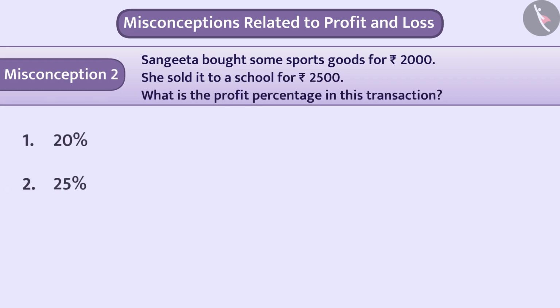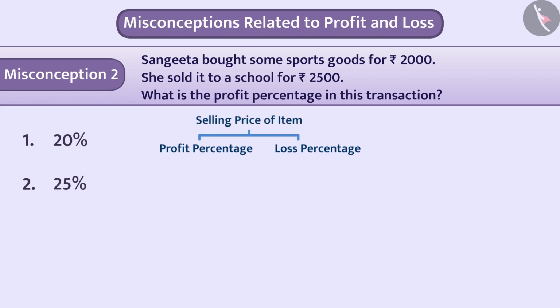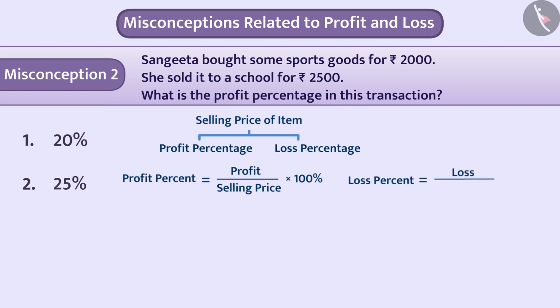Some children think that the profit or loss percentage is obtained on the selling price of the item. So, they use the wrong formula to find the profit or loss percentage. They write profit percentage is equal to profit divided by selling price multiplied by 100, or loss percent is equal to loss divided by selling price multiplied by 100.